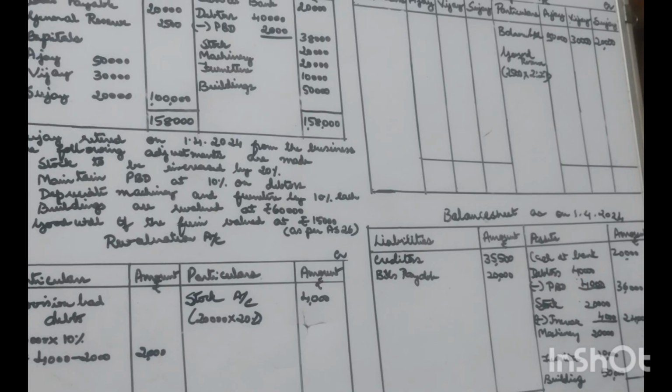Next, depreciate machinery and furniture by 10%. The value of machinery as well as furniture has decreased. So there is a decrease in the value of assets, as machinery as well as furniture are assets.